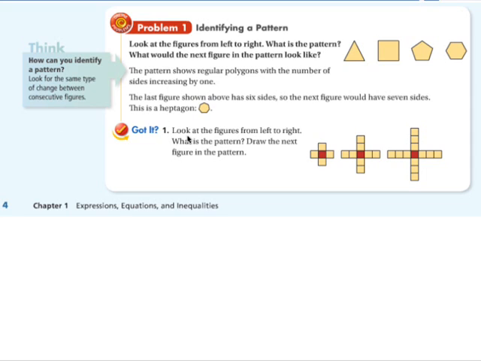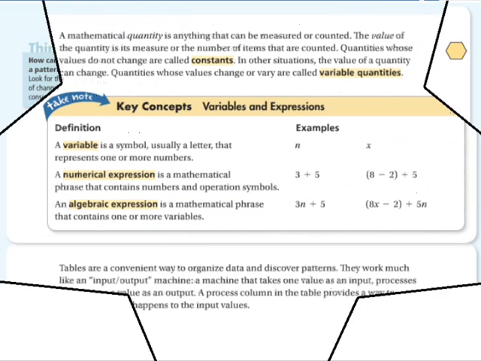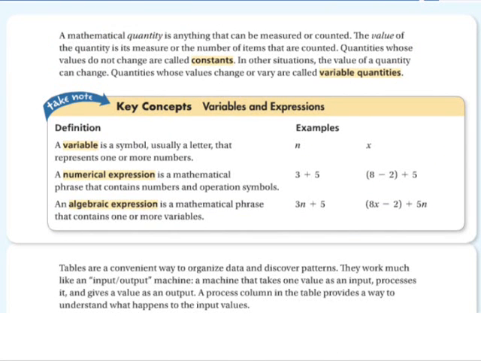So let's take a look at the Got It right here. Look at the figures from left to right. What is the pattern, and can you draw the next figure in the pattern? I'm not going to draw it because my drawing is terrible. But you can see right here we have a block in the middle that's red, and then 1 on the outside. Then a block in the middle that's red, and then 2 on each side. Then a block in the middle that's red, and then 3. So obviously the next one is going to be a red block in the middle, and then 4 blocks extending from each side of the square. Easy peasy, okay? This stuff probably seems very elementary, and that's a good thing.